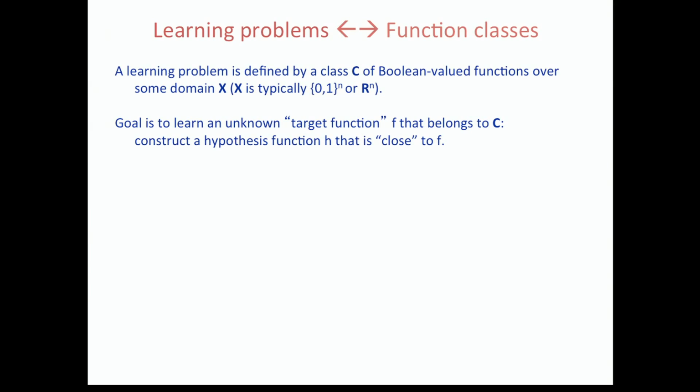As I said, we're going to be thinking of learning problems as corresponding to classes of functions, classes of classification rules. Let me be a little bit more precise about this. For us, a learning problem will be defined by a class, this boldface C, of Boolean valued functions over some domain X. This bold X is where the examples come from. It's maybe bit strings of length n, or vectors of n real numbers, something like that. That's what an unlabeled example looks like for us, an element of this set.